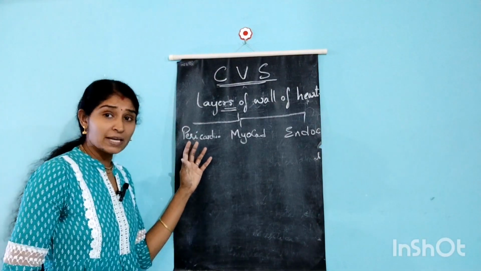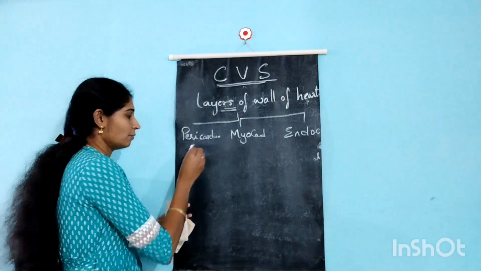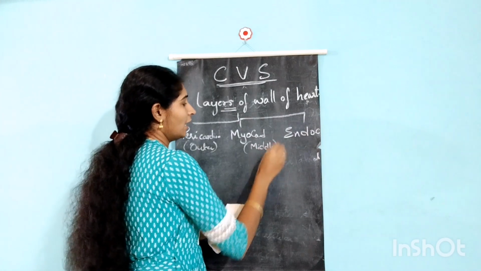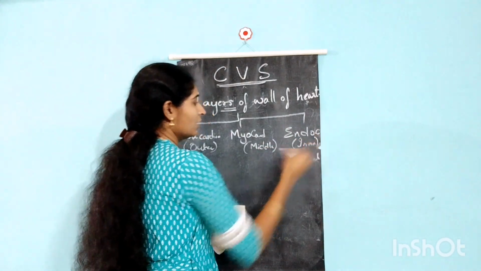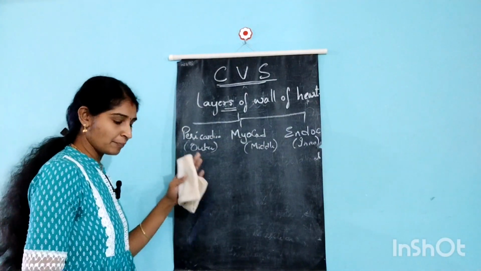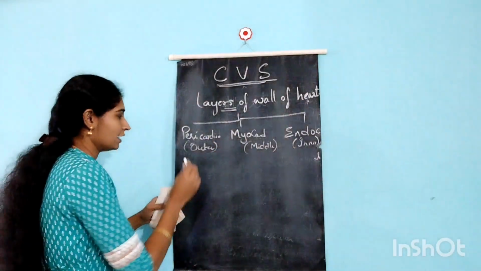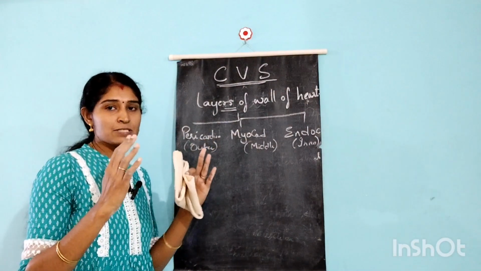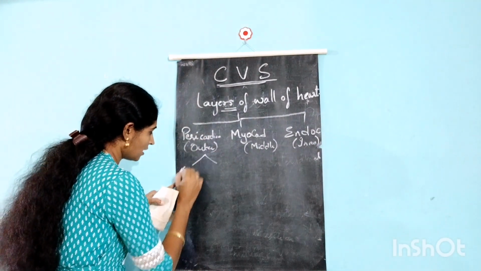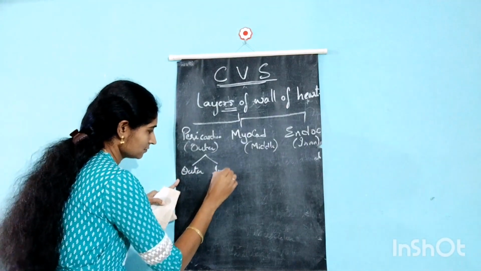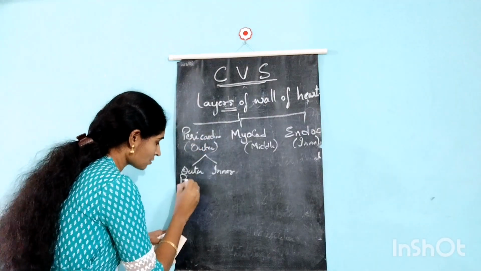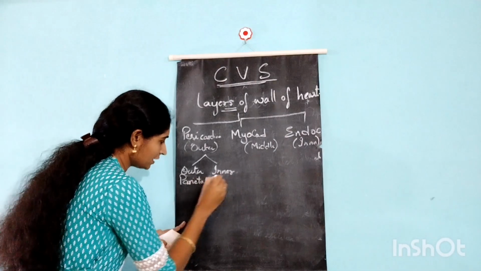Then coming to the pericardium, it is an outer layer. Pericardium is the outer layer, myocardium is the middle layer and endocardium is the inner layer. Three layers: peri, myo and endo. Then coming to the pericardium. Pericardium is what? Outer layer of the heart. It is divided into two parts, that is outer and inner. The outer layer of the pericardium is called parietal, the inner is visceral.